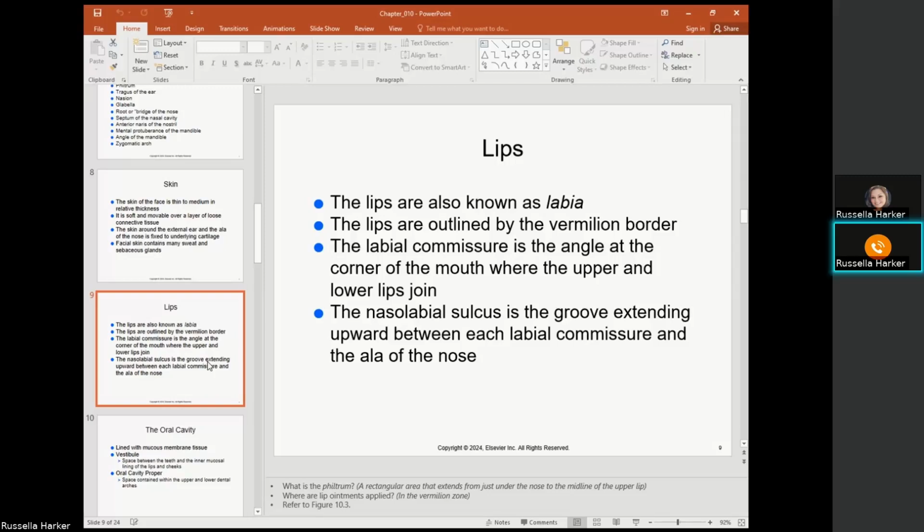The labial commissure is the angle at the corner of the mouth where the upper and lower lips join, so at the corner of your lips. And the nasolabial sulcus is the groove extending upward between the labial commissure and the ala of the nose. So this outlines the area of the lips.